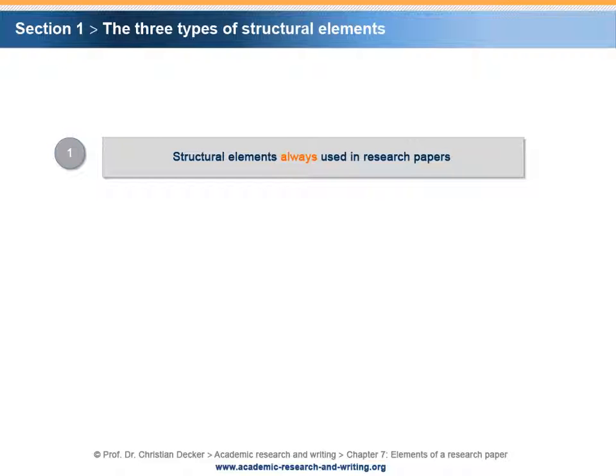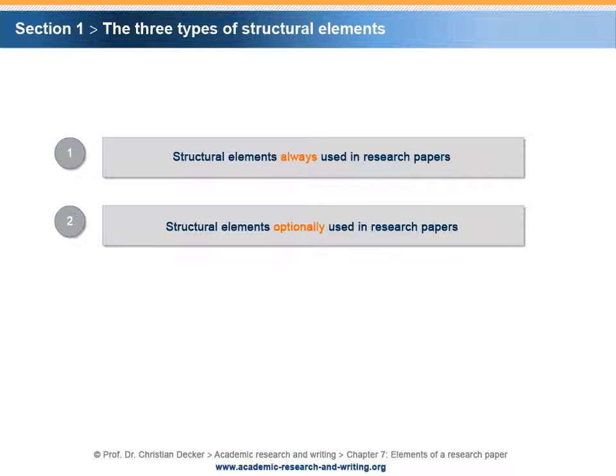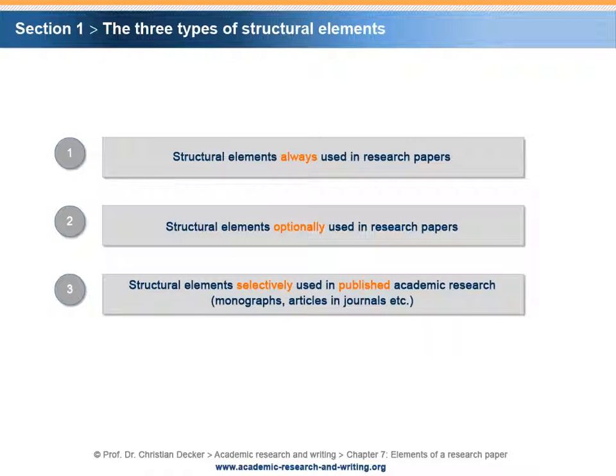First, structural elements that are always used in research papers. Second, structural elements that are optionally used in research papers. Third, structural elements that are selectively used in published academic research, like monographs, articles in journals, etc.